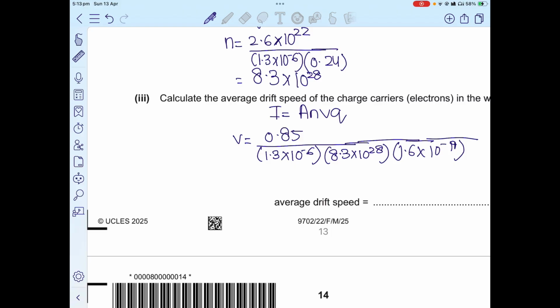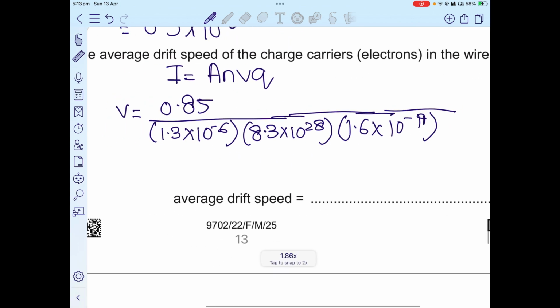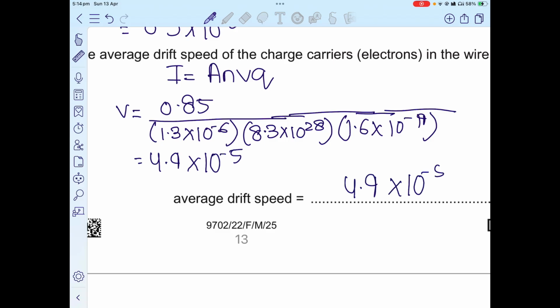Okay, so when we do this, 0.85 divided by 1.3 × 10⁻⁶ times 8.3 × 10²⁸ times 1.6 × 10⁻¹⁹, it is actually 4.9 × 10⁻⁵.